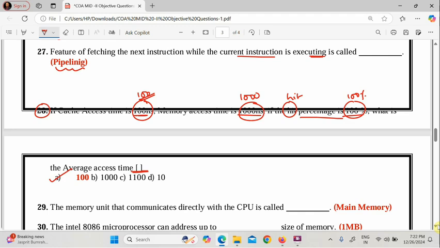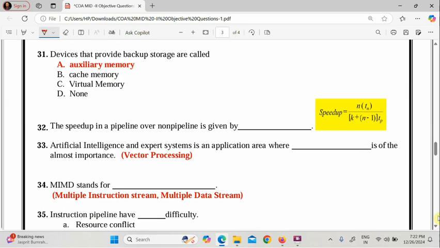The memory unit that communicates directly with the CPU is called main memory. The CPU can communicate directly only with main memory. The devices that provide backup storage are called auxiliary memory, like magnetic disk and magnetic tape. The speedup in a pipeline over non-pipeline is given by n into Tn, meaning without pipeline how many cycles are needed, n into Tn, divided by with pipeline, that is k plus n minus 1 into Tp. This will give you the speedup in pipeline over non-pipeline.